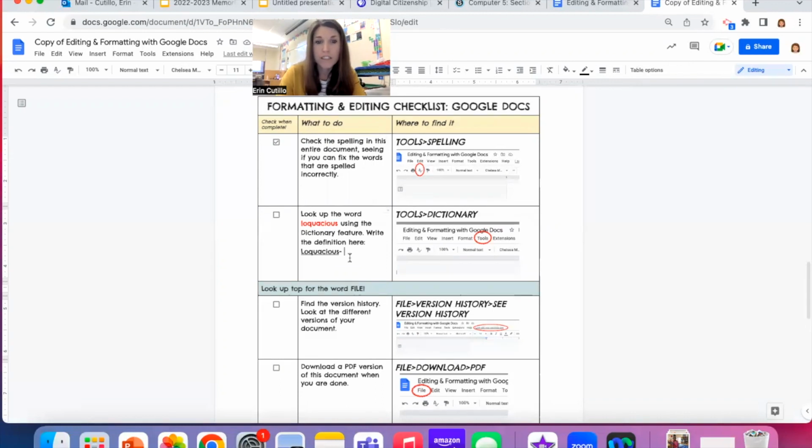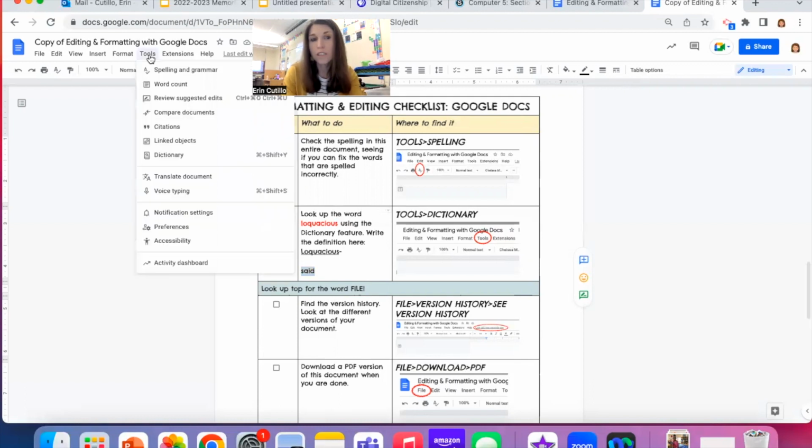So if I wanted to try and find a different word for said, I would find where I had the word said in my story and I would tap on it to highlight it. Okay. Then I would go to tools and then I would go down to dictionary. Notice it also gives you Command Shift Y. You could do that also, but you could just go to tools, dictionary.